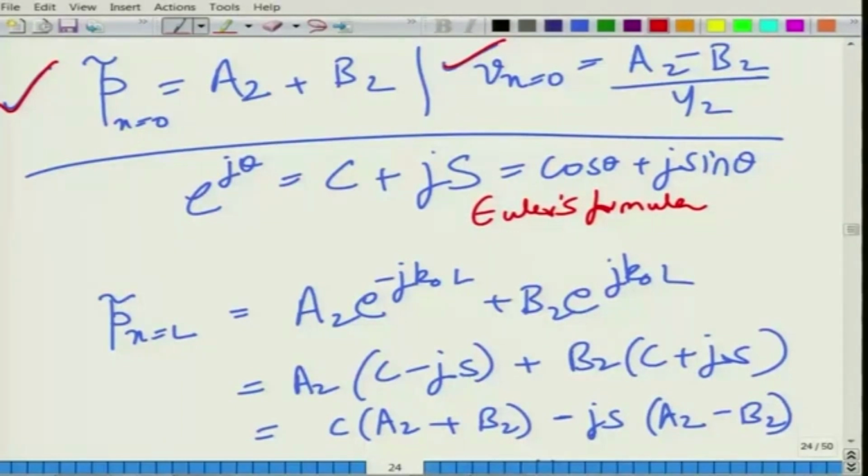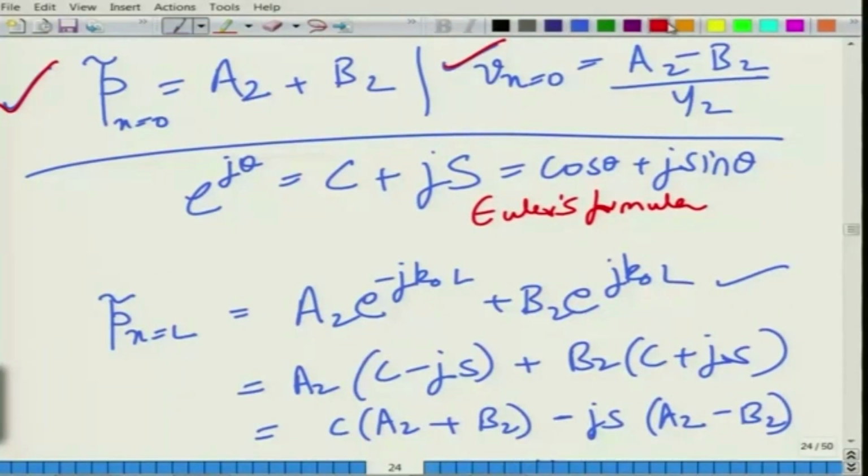So, here we have the acoustic pressure at section x equal to L given by this relation. Now we simplify by expanding using the Euler formula. This becomes cos minus j sin; just substitute minus theta instead of theta and you will get this, and then B2 into cos plus j sin. Now, what we do is regroup the terms: cosine into A2 plus B2, minus j times sin k naught L into A2 minus B2.